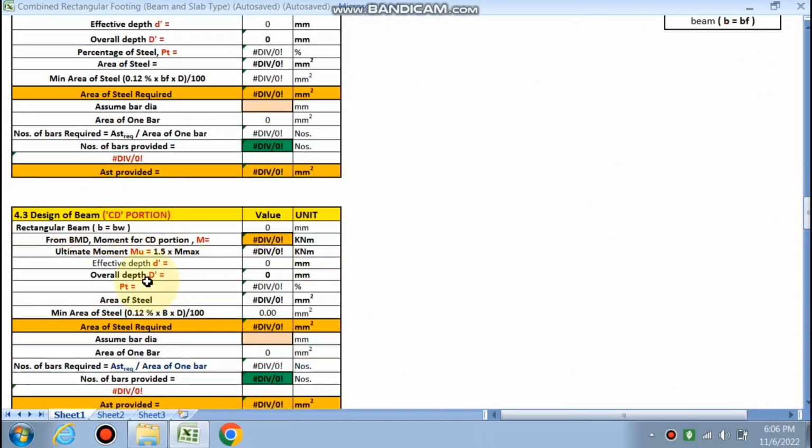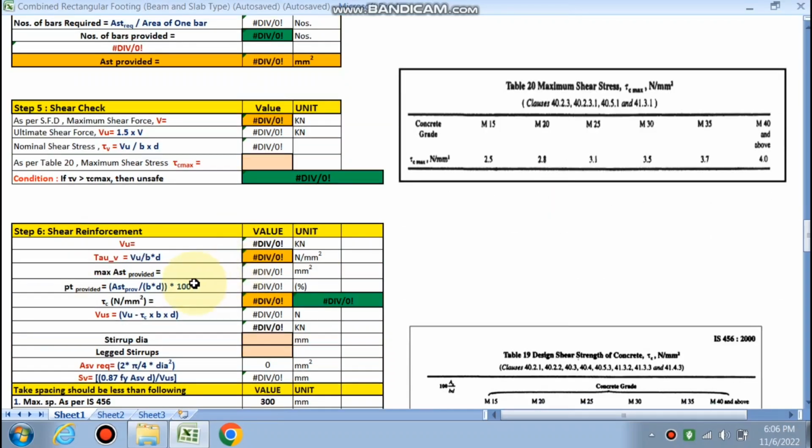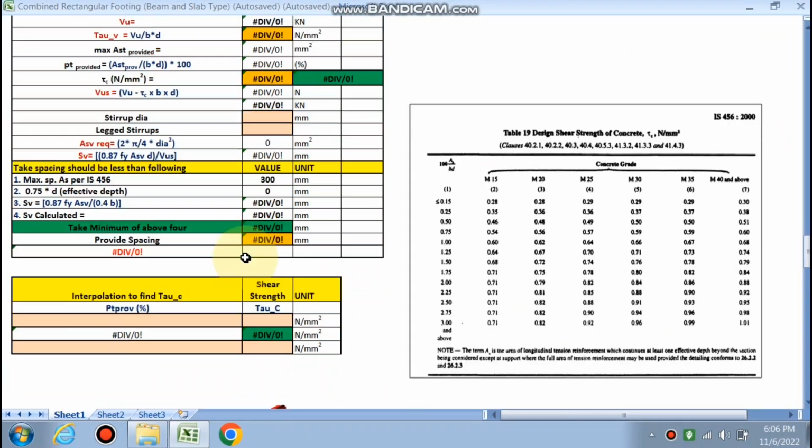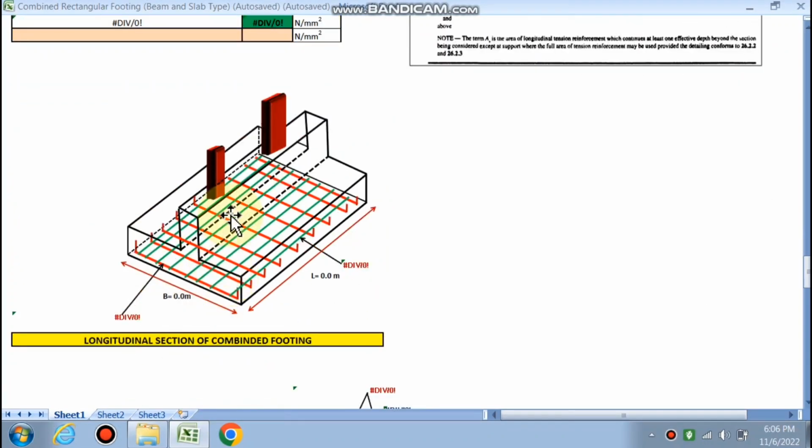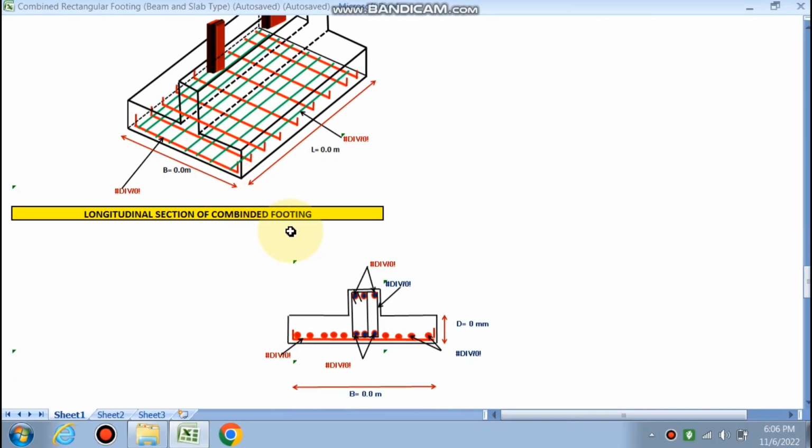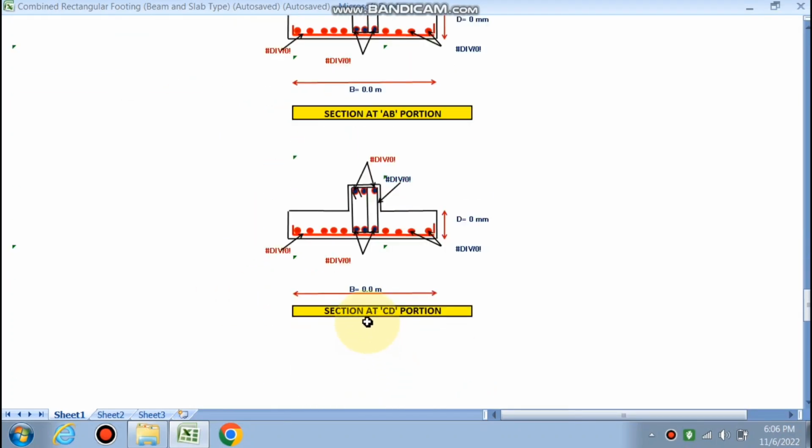The BC portion, next is the CD portion. Finally the shear check will be there and the shear reinforcement for the beam will be calculated for this. And this is the detailing part. You will get the detailing of this beam and the section detailing will also be given by this Excel sheet.